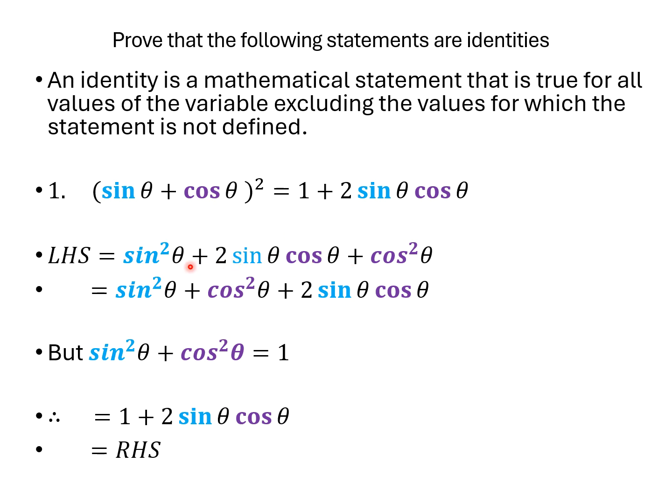Now I'm going to group sine squared theta plus cos squared theta together, leaving plus 2 sine theta cos theta. According to the square identity, sine squared theta plus cos squared theta equals 1. So that becomes 1 plus 2 sine theta cos theta. So my left-hand side is now the same as my right-hand side. Therefore, the identity is true. Let's look at problem number 2.